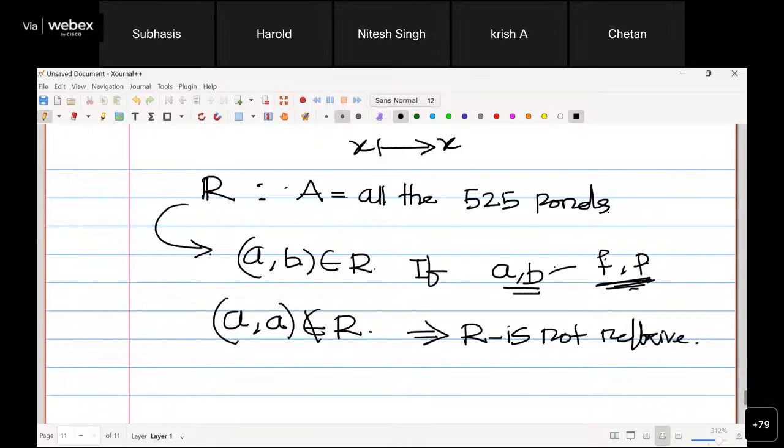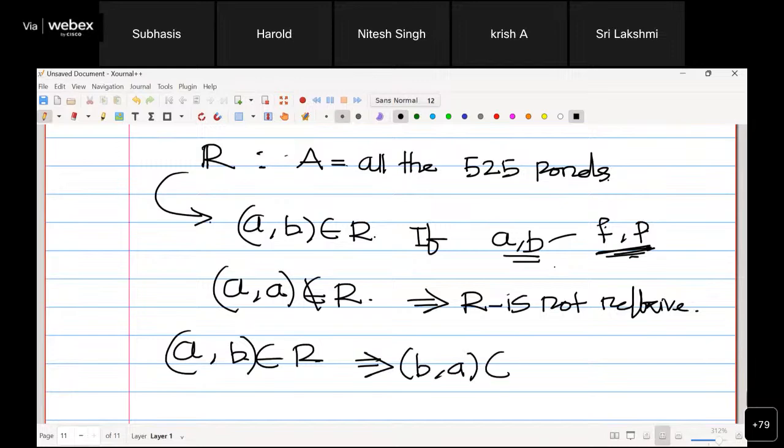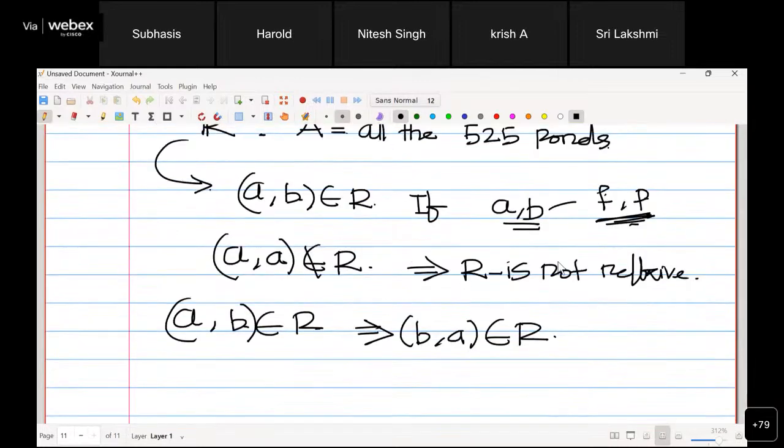What about symmetry? It is symmetric, sir. Suppose A comma B is in R. If A and B are polluted by F and P, then B and A are also polluted by F and P, right? That means B comma A is also in R. Next, what do you have?